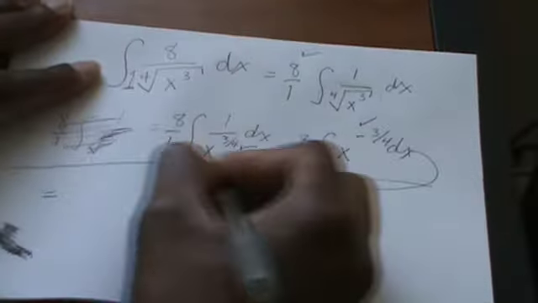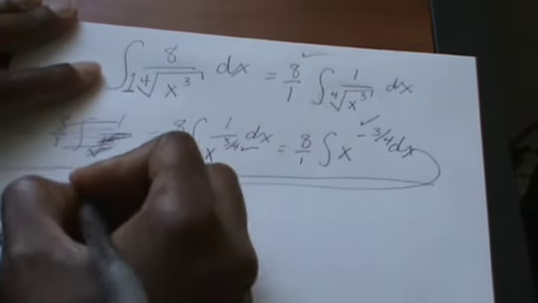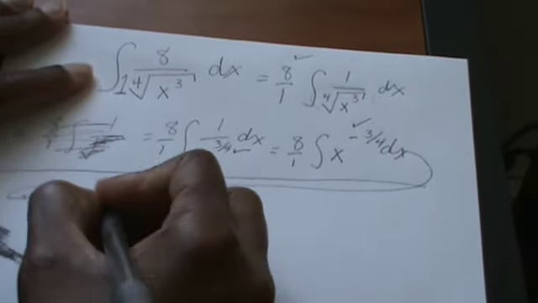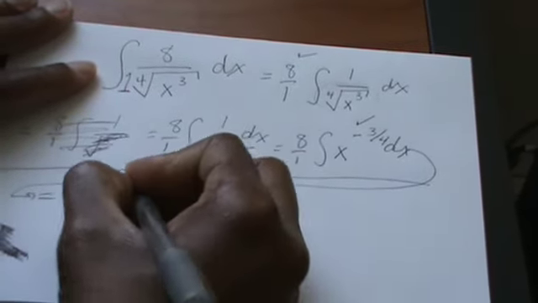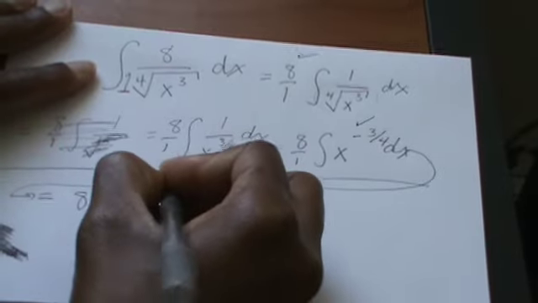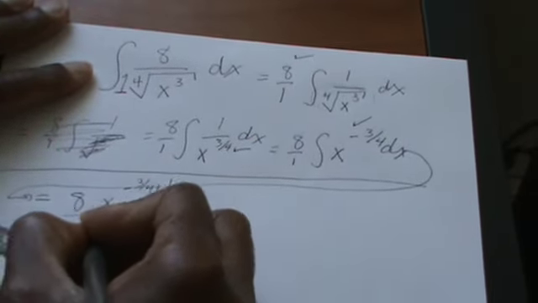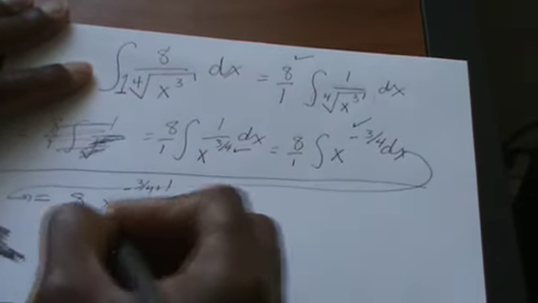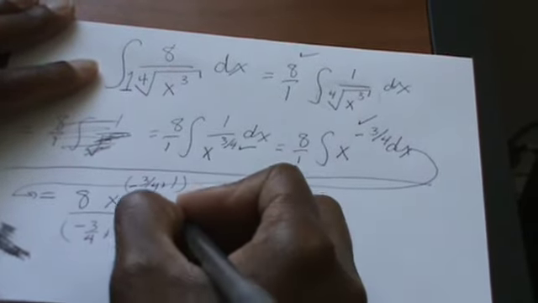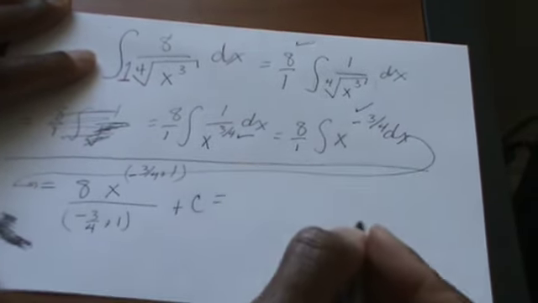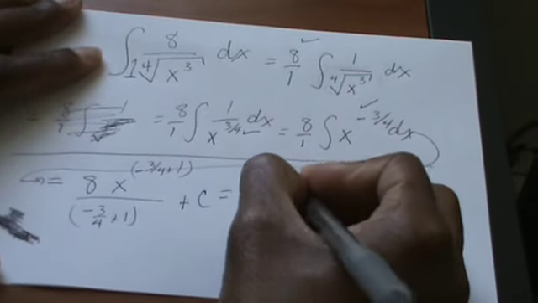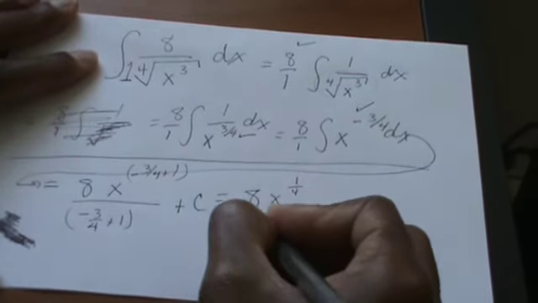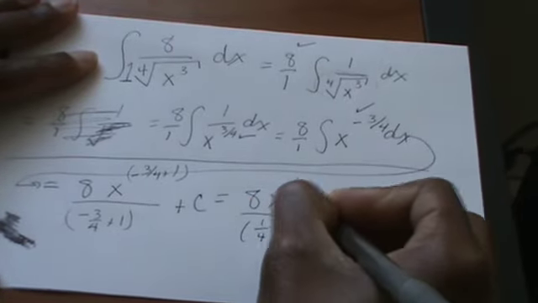So notice this is a constant. This is 8x to the negative 3/4 plus 1 divided by negative 3/4 plus 1, plus c, which equals 8x to the positive 1/4. You can do that in your calculator. All over positive 1/4 plus c.